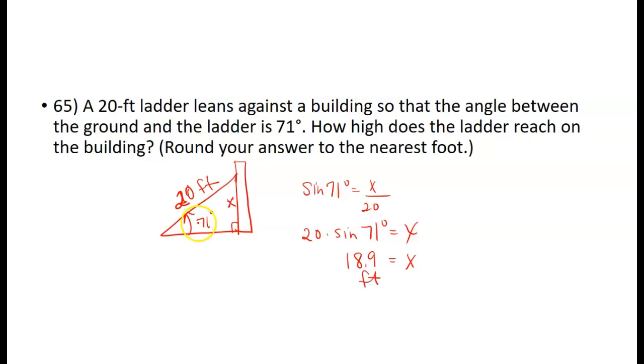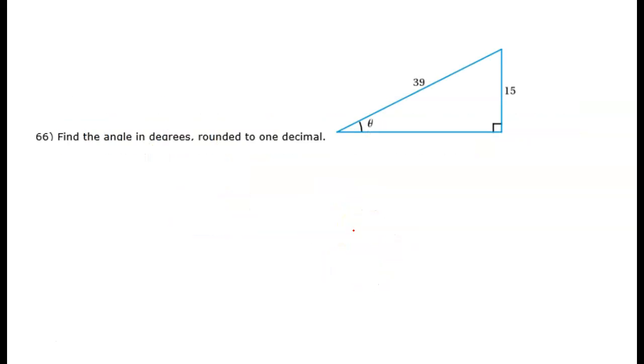So in relation to my angle, I'm working with the opposite and the hypotenuse. So that tells me sine is the function I need to use. So sine of 71 is going to be x over 20. Cross multiply, put that in your calculator. Be sure you're in degree mode, and you get 18.9 feet.